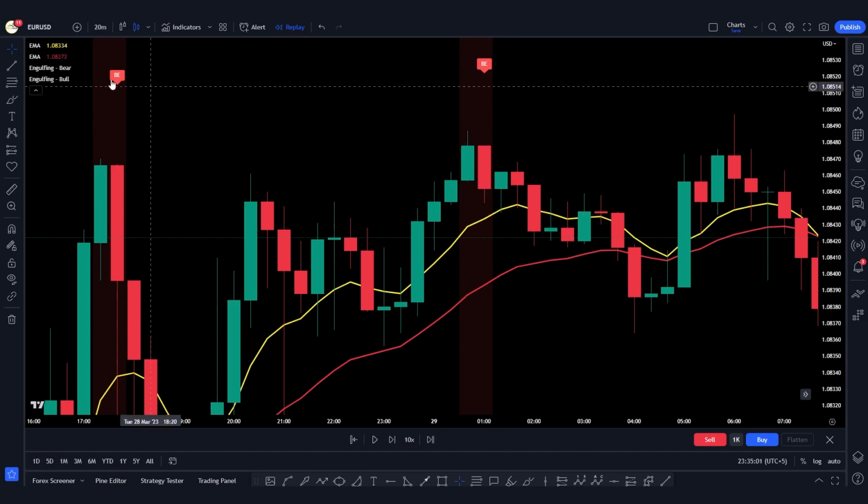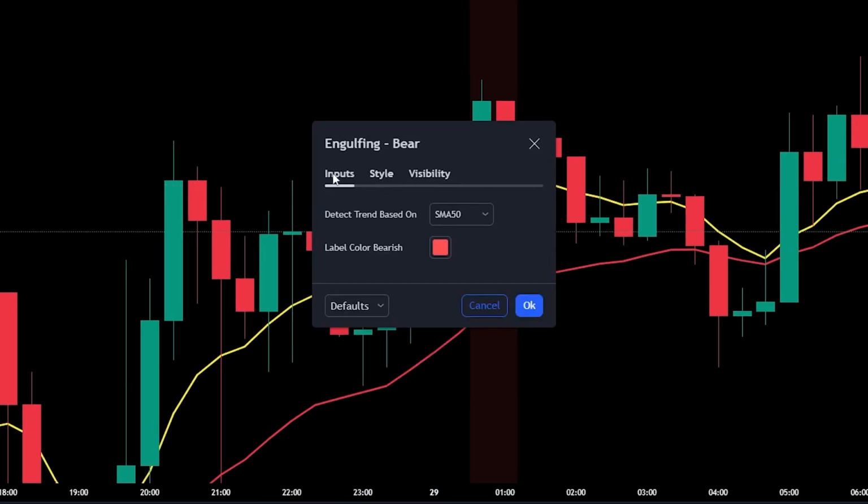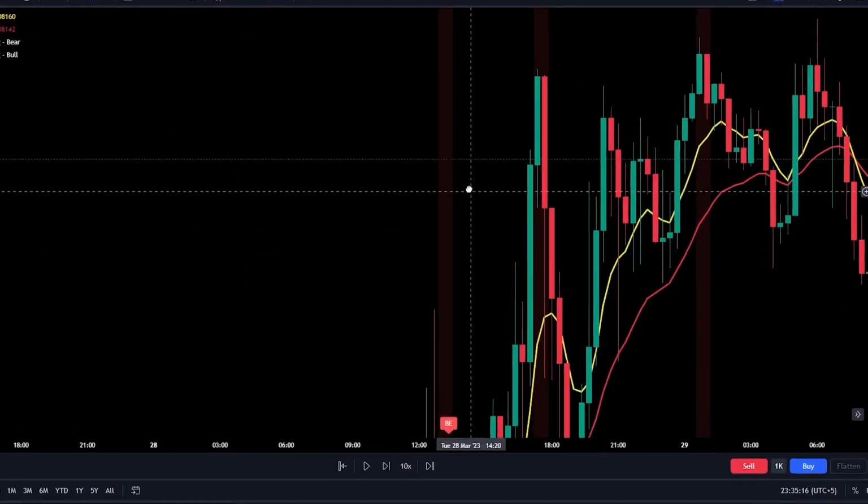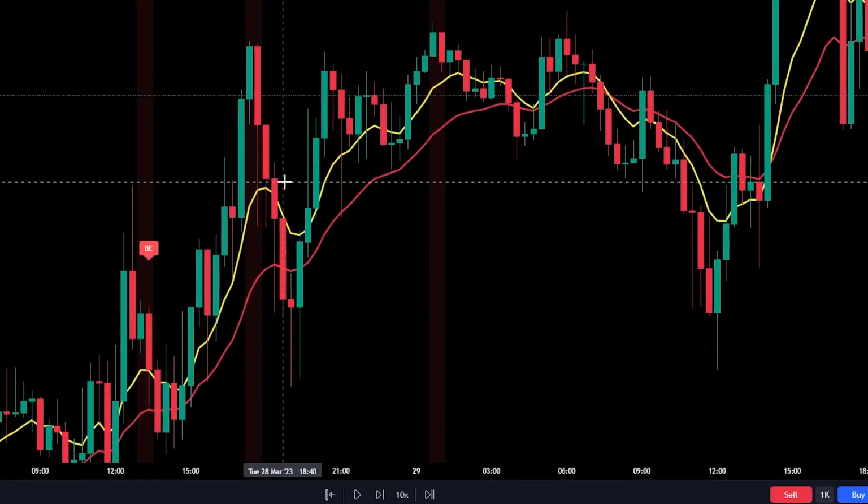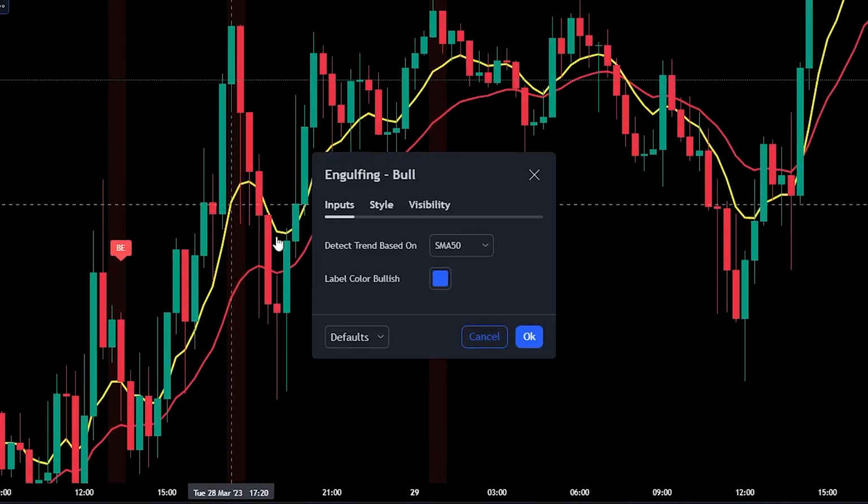And if we go towards the indicator settings here, for example, the engulfing bear, inside the inputs we're going to change the detect trend based on filter to SMA 50 and SMA 200, so that it looks for the crossovers and only finds the patterns that are above or below those crossovers. And also inside the bull settings, we're going to change this SMA to SMA 50 and 200.